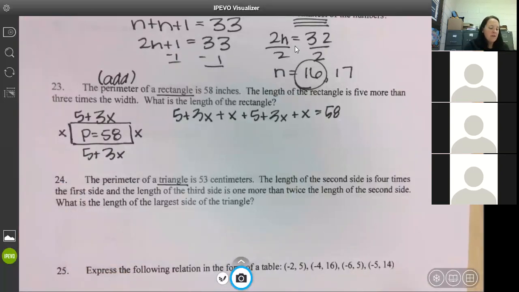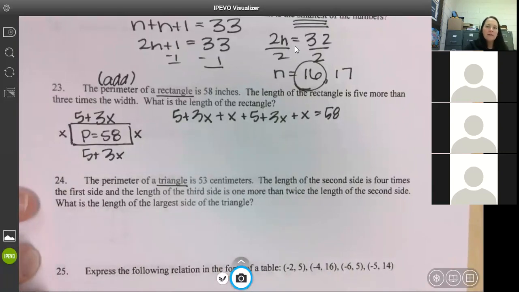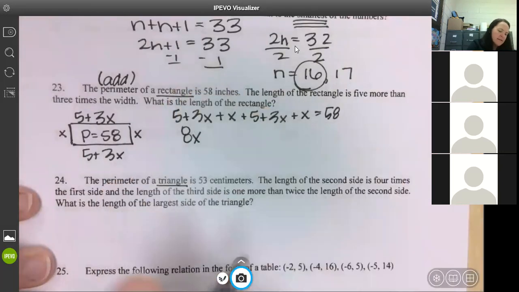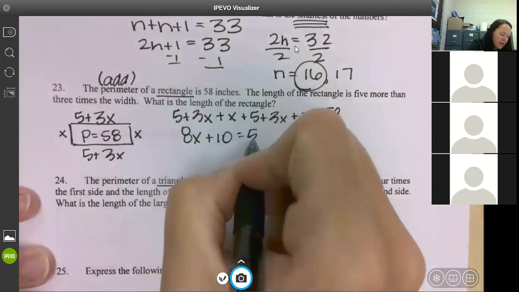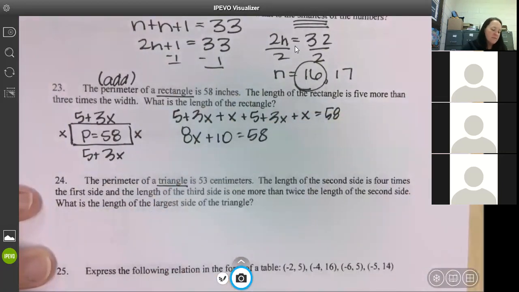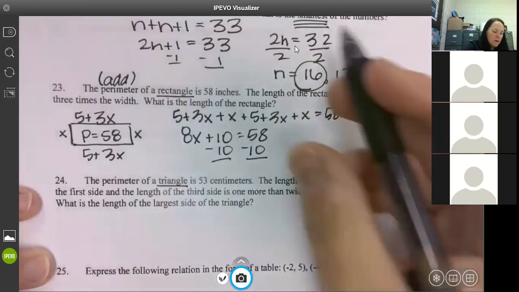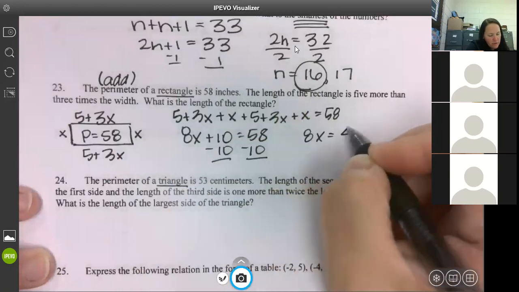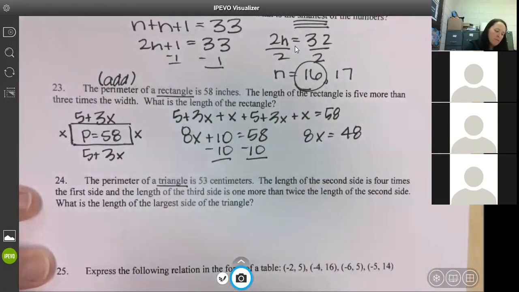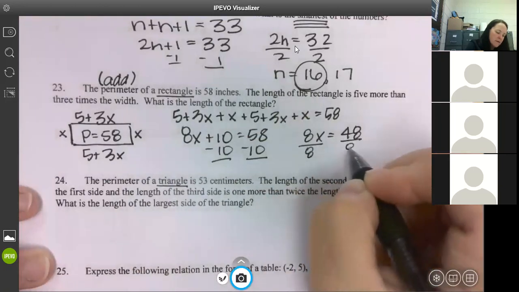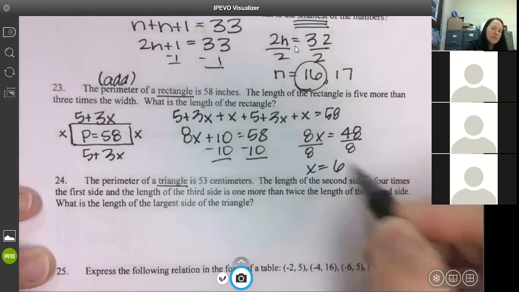Count up all your x's. So I have 3, 1, 3, and 1. How many total x's? Is it okay if you already put them together? Yeah, absolutely. 8x, and then what's 5 plus 5? 10. 8x plus 10 equals 58. We're going to subtract 10. We get 8x equals 48. We're going to divide by 8. And we get x equals 6.